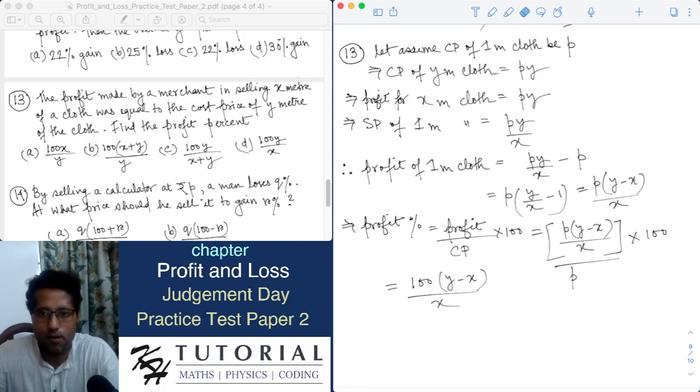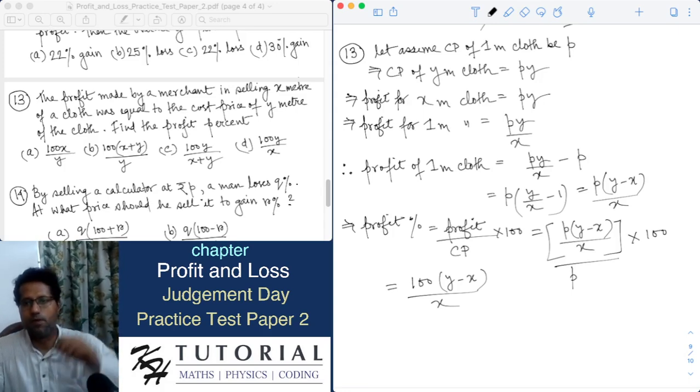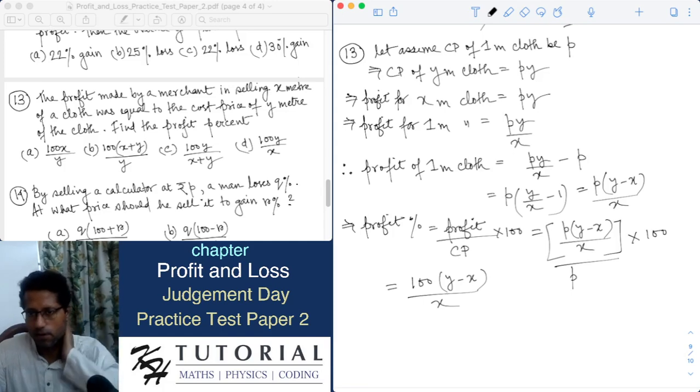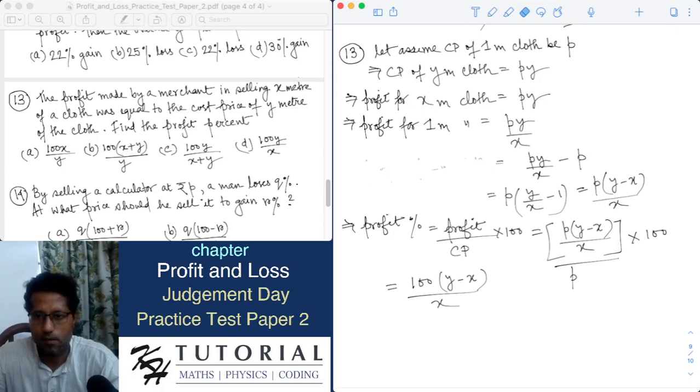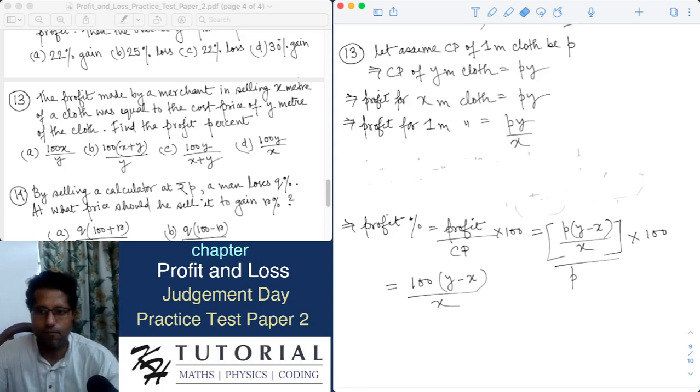Therefore, profit for 1 meter cloth is Py by X. This is the profit made per meter cloth. So now we can direct, this is not required. So we have profit percent now will be profit by CP into 100.